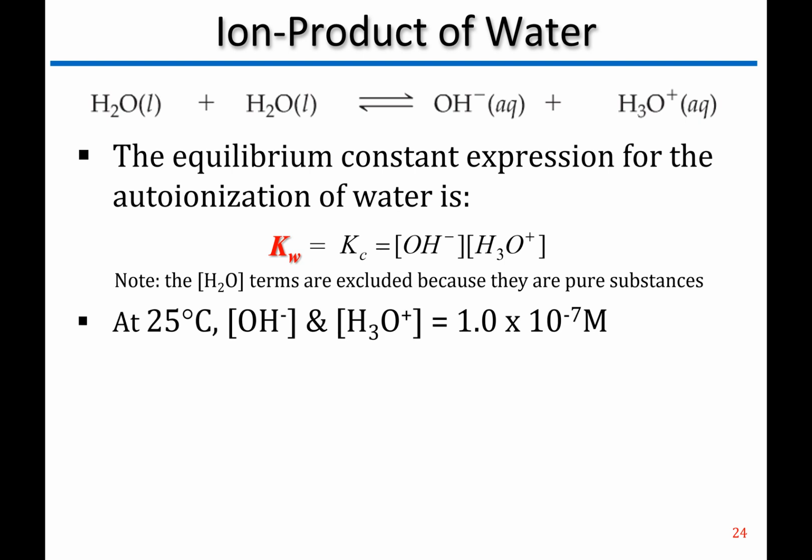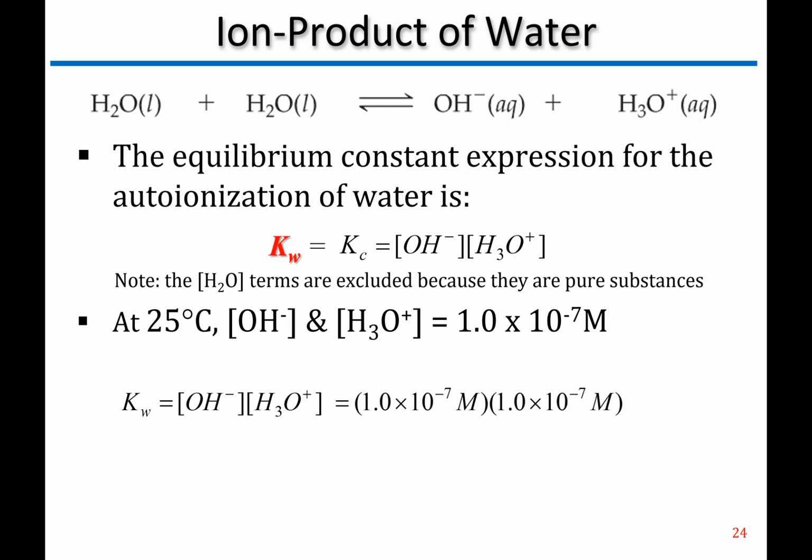And at 25 degrees C, the concentration of OH minus and H3O plus is equal to 1 times 10 to the minus 7 molarity. So that means our Kw is equal to 1.0 times 10 to the minus 7 times 1.0 times 10 to the minus 7. So Kw is equal to 1.0 times 10 to the minus 14 molarity squared at 25 degrees C. So that's Kw, basically just a constant.